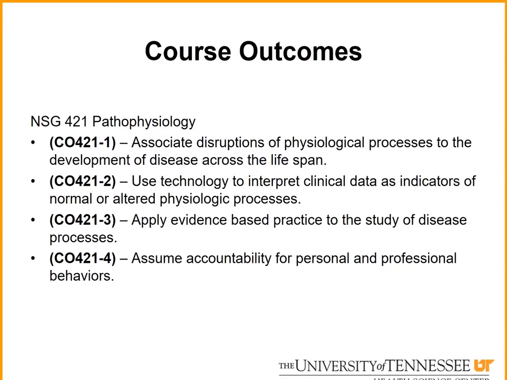We also code to our course outcomes. Now, you would only code to the course that you are in at the present time. You wouldn't have to code to all the courses, just your own specific course. So, for example, for Nursing 421, Pathophysiology, I listed 4 of the course outcomes that you will see here. So if I was writing a test question, I would code it to one of the 4 course outcomes.